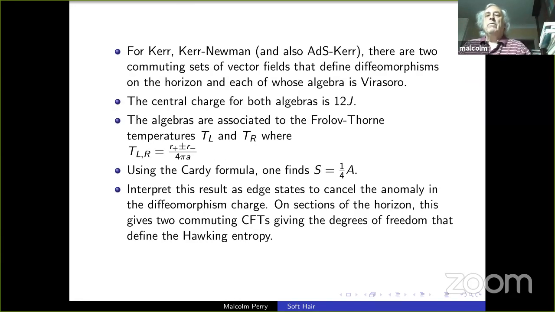You can do some simple calculations in the Kerr spacetime or in Kerr-Newman, or for that matter, AdS Kerr, and you'll discover that there are two commuting sets of vector fields that define diffeomorphisms on the horizon, each of whose algebra is the Virasoro algebra. The central charge for these algebras in both cases is 12J, where J is the angular momentum of the black hole. You can also associate temperatures, which are the Frolov-Thorne temperatures, to the left and right degrees of freedom on the horizon. The general formula for that is r plus or minus r minus over 4 pi a, where r plus and r minus are the locations of the inner and outer horizons, and a is the rotation coefficient, J over M.